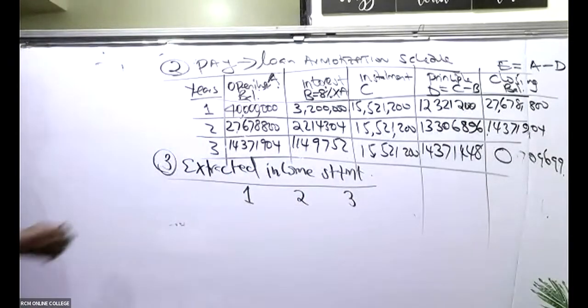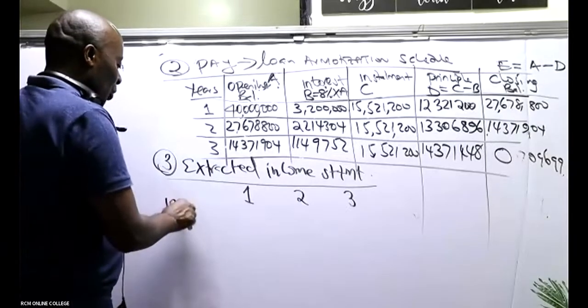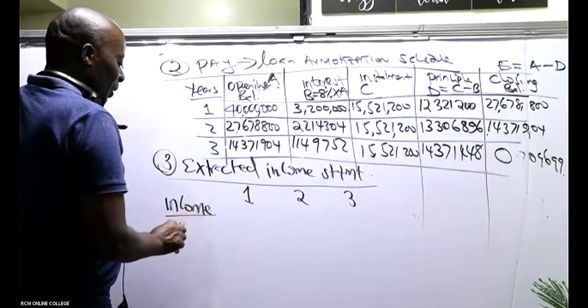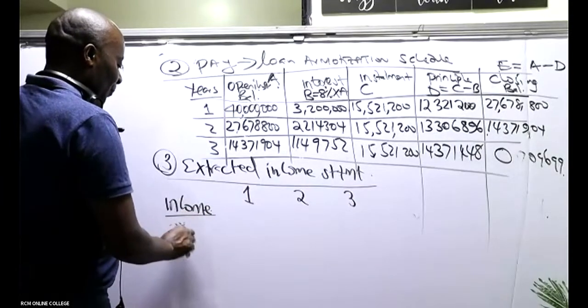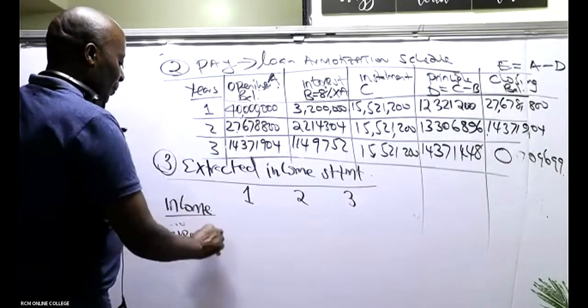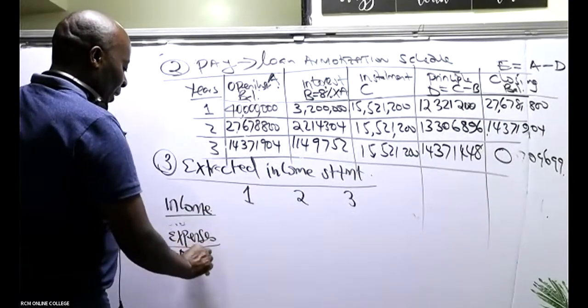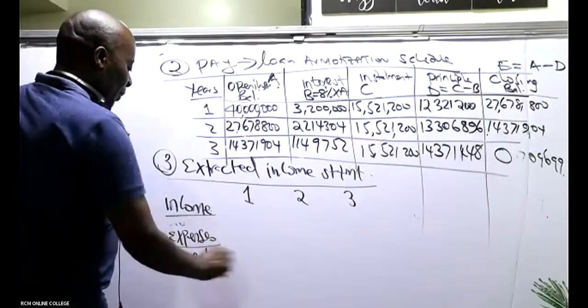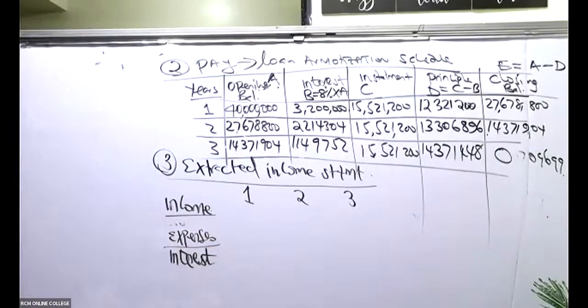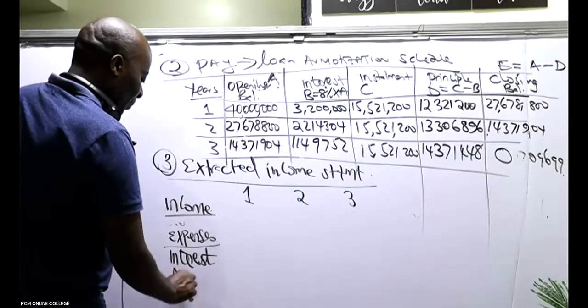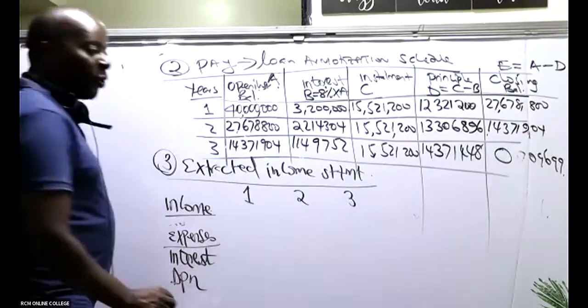So you're going to have an income because there was a disposal done. And then we have expenses. There are two expenses normally. We have interest paid. We have interest there. And then lastly, of course, we have what we call depreciation. Because now you'll depreciate.